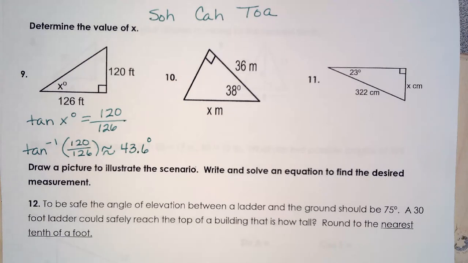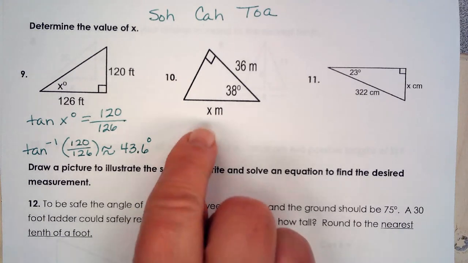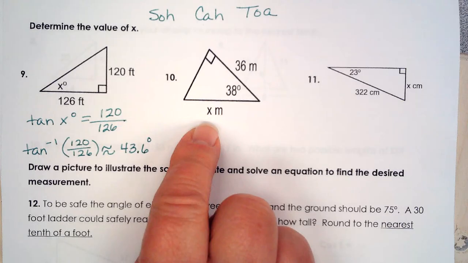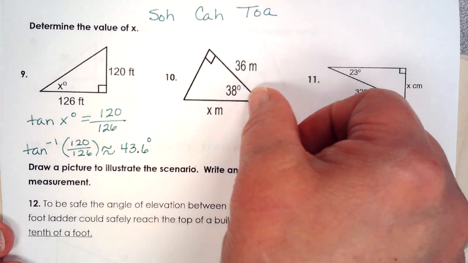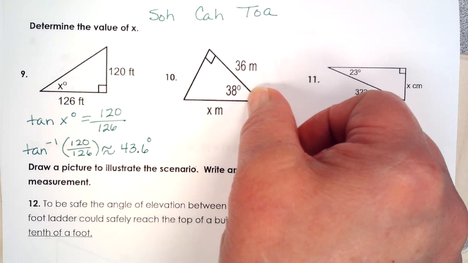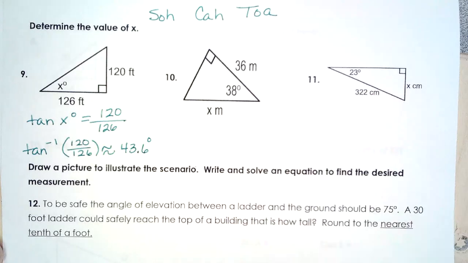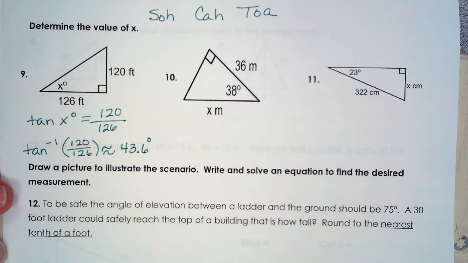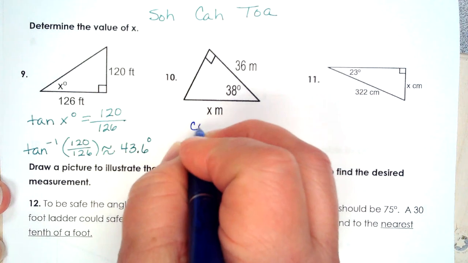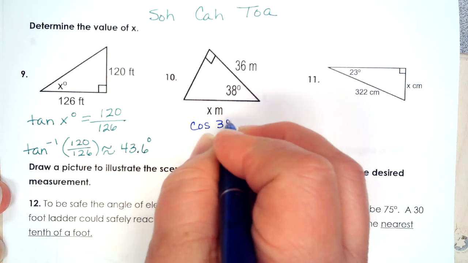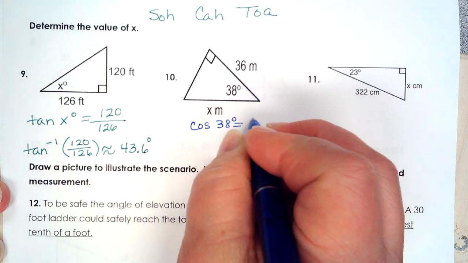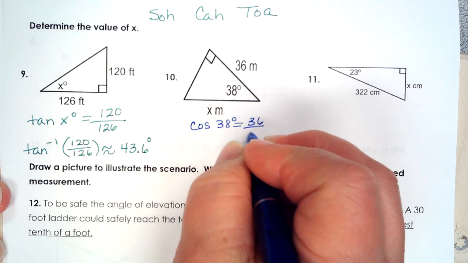Okay, for the next one we are looking for what? A leg or the hypotenuse? Well, we're looking for the hypotenuse. If my angle is here, is 36 my opposite or my adjacent? It's my adjacent, so I'm looking at cosine. The cosine of 38 degrees is equal to 36 divided by x.